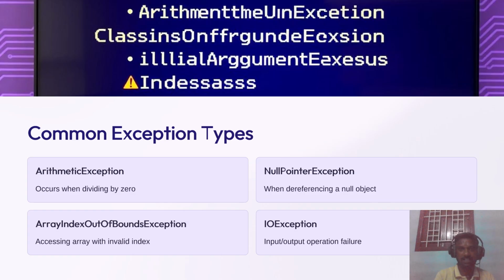For example, if an array has 5 elements, it stores the 5 elements. Suppose we try to access the sixth one, it automatically generates an error because the sixth one doesn't have any value. We have created an array that contains 4 or 5 values. If we try to access more than that, it automatically generates an error. So that is called an array index out of bounds exception. Then finally, IO exception, input output operation failure.